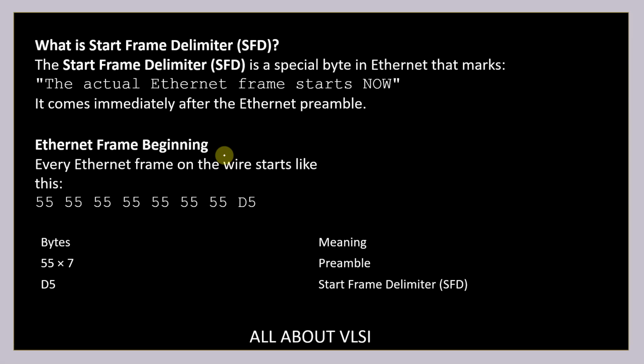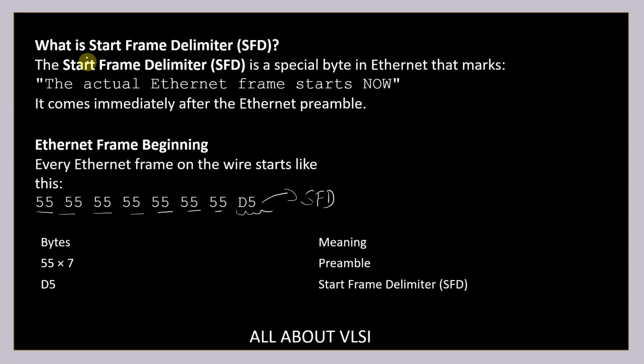Basically, this start frame delimiter is a special byte in the Ethernet frame that marks that the actual Ethernet frame will start now. For example, every Ethernet frame on the wire is going to look like this. So this is my preamble, 555555. Like this, we are going to send a total of 8 bytes of the preamble. After the preamble, we are going to send the start frame delimiter, which is 1 byte.